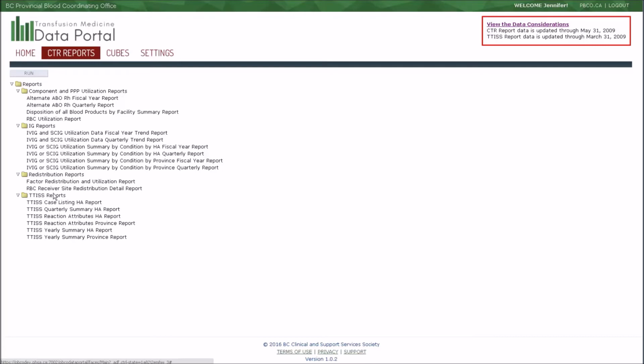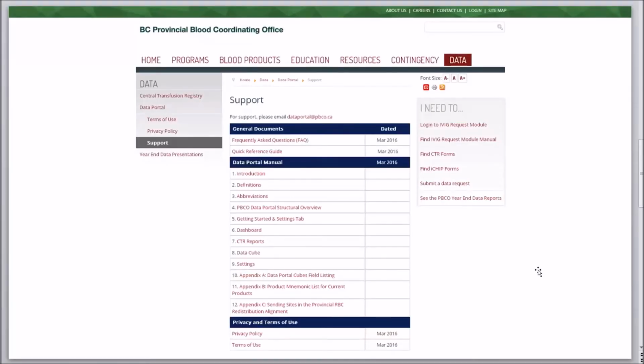Together, these reports provide a structured, more detailed view of the data from the Central Transfusion Registry than you would see in the dashboard. They allow for easier comparison of consistent information quarter to quarter and year to year. For more information about the CTR reports, including a full description of each report, see Section 7 of the Transfusion Medicine Data Portal Manual.